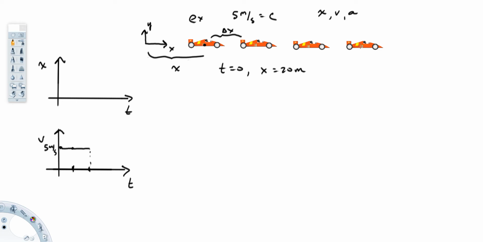Now, functionally here, I'm going to start putting position graphs in now. At t equals 0, our car was at x equals 20.